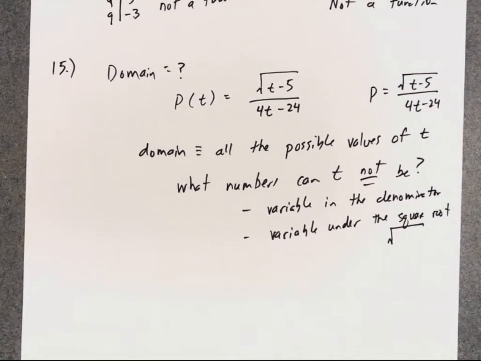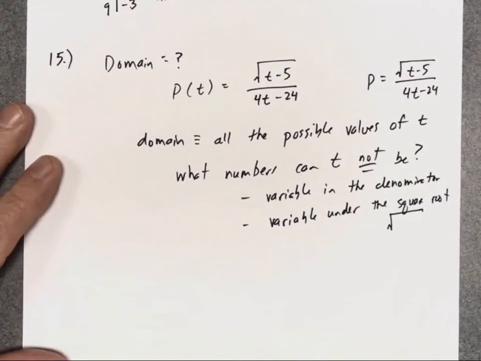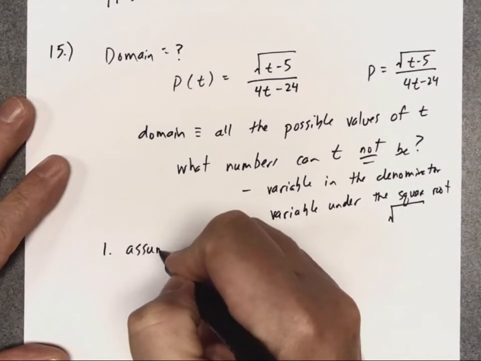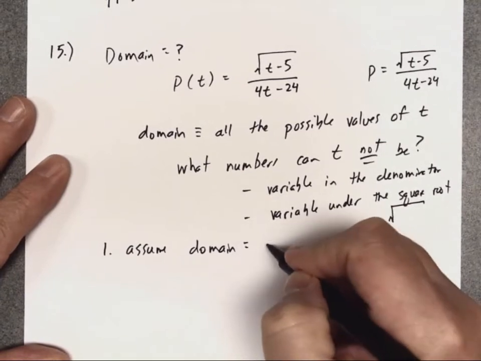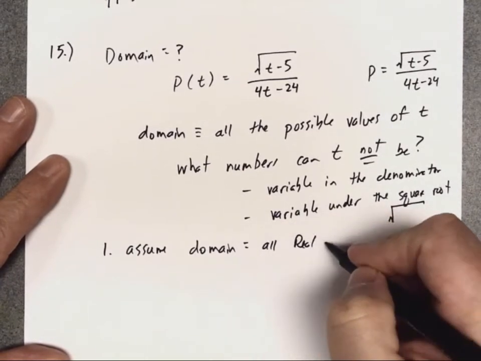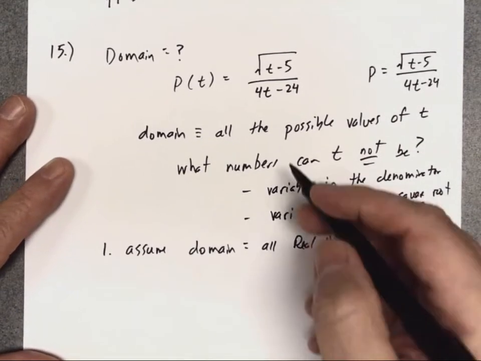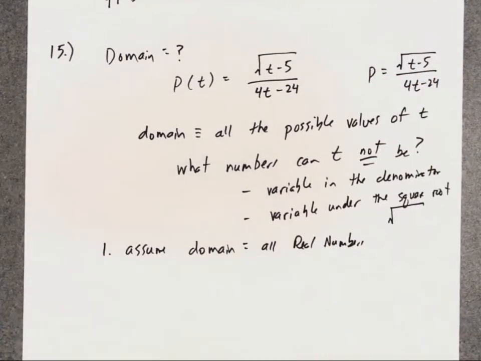So here's what I do. I'm given this function. I'm asked to find the domain. First thing I do is I'm going to assume, to start with, the domain is all real numbers, meaning t can be anything. That's my starting point. T can be any number. It's not a problem. No issues. So this is where I start.